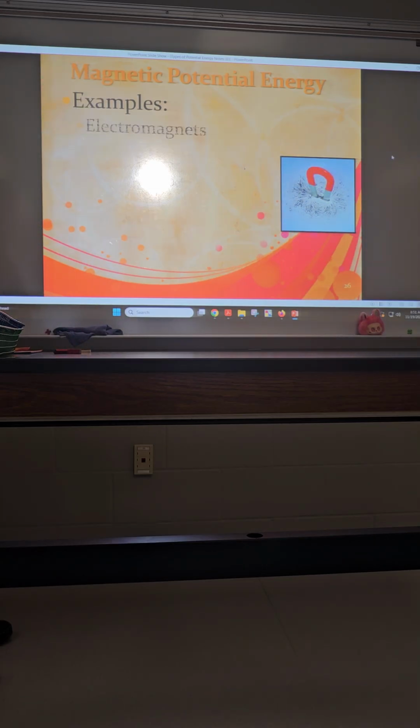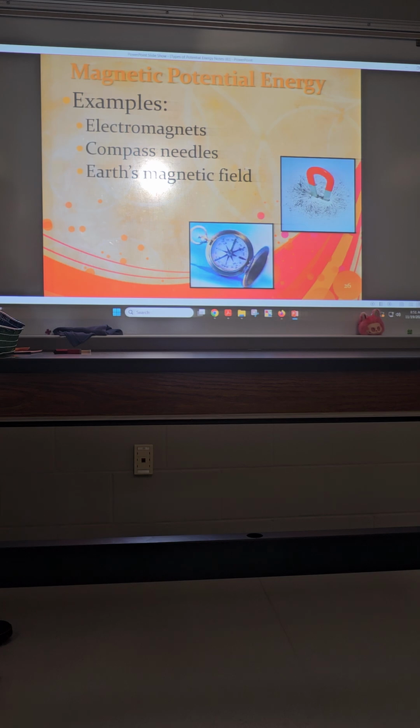Okay, so we talked about electromagnets, we talked about compasses using this, Earth's magnetic field. All of these have some form of magnetism, and so they should have potential energy with them as well. Sorry, might have gone too fast. So it's kind of a nice little review from our first unit, here about a month later. Just kind of reinforce that.